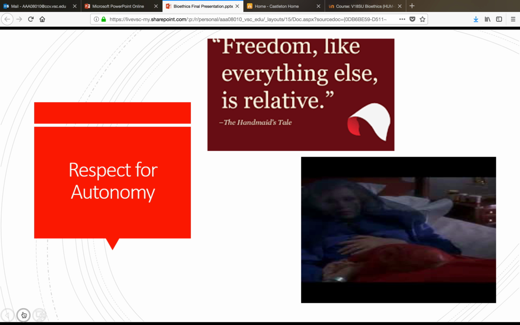Essentially, everything autonomous is taken away from these handmaids. They are treated as if they are cattle. They are forced essentially to have sex. They are raped once a month. They are forced to live within these homes. Their own children are taken from them.